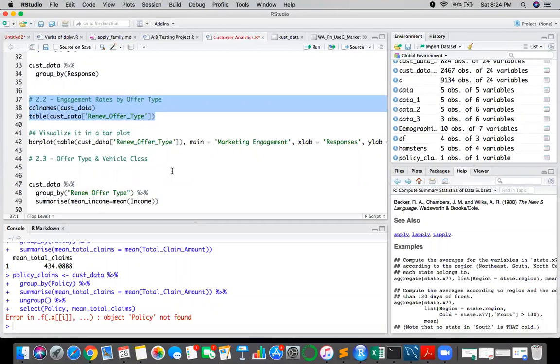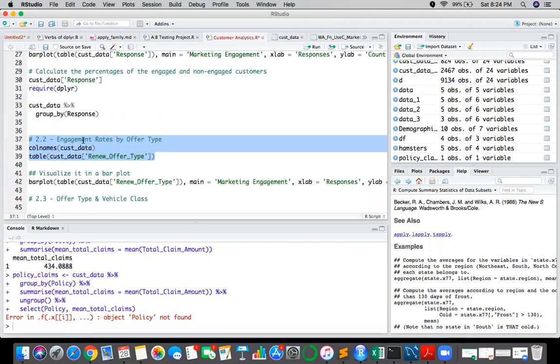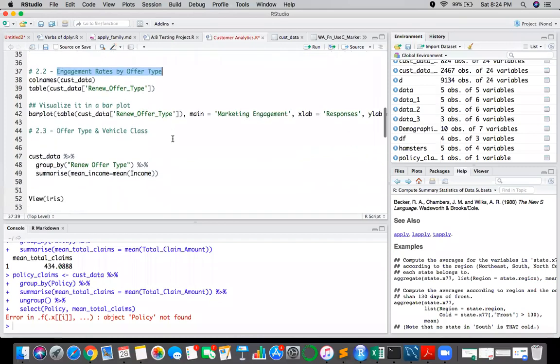Put it on graphs as well if possible, and the code. So these three things are mandatory in the document. First will be your insight with numbers: what insights you are drawing. Let's say you are calculating the engagement rate by offer type. So this should be your title. Then there should be the code. Then your insights, in your own words, and then a graph if possible, not mandatory. Okay, and that is it.